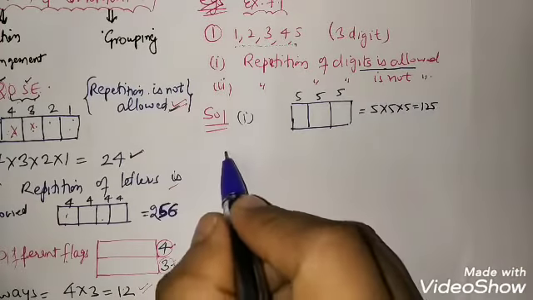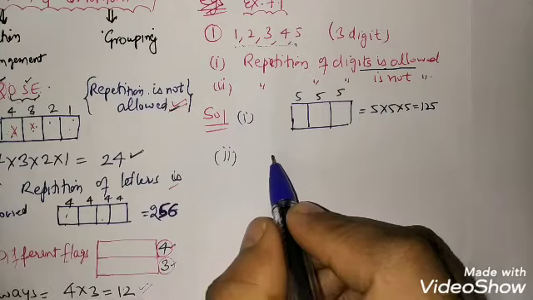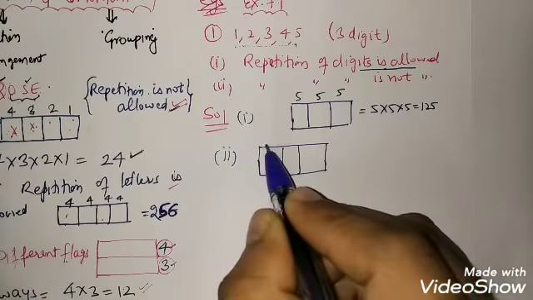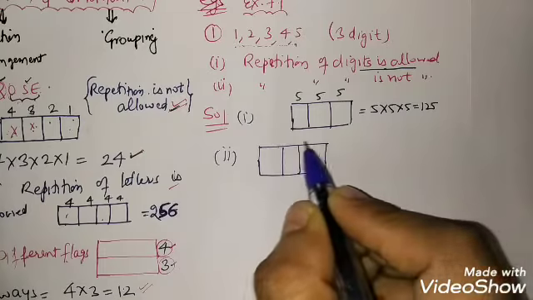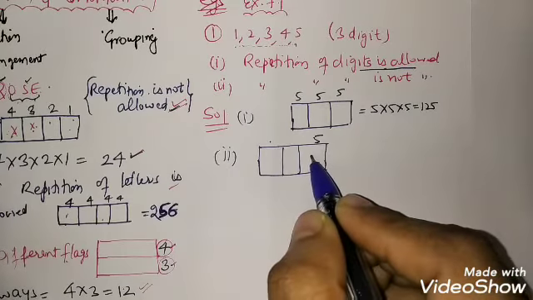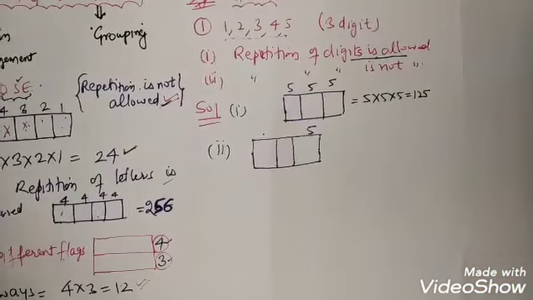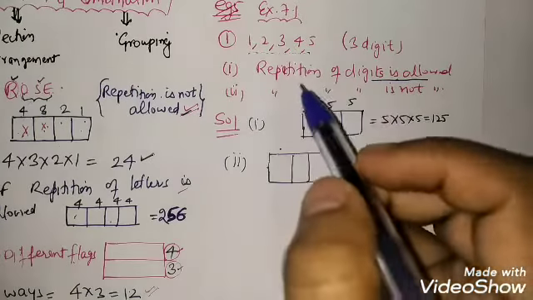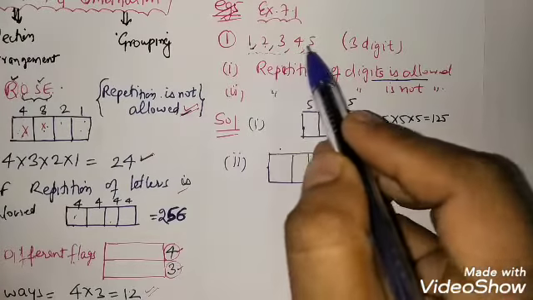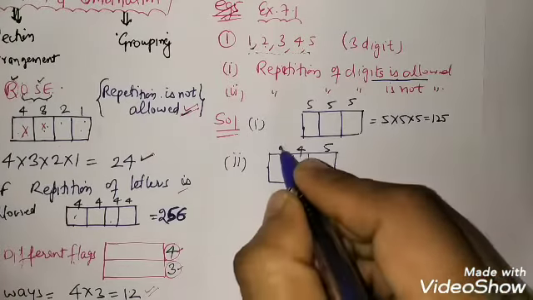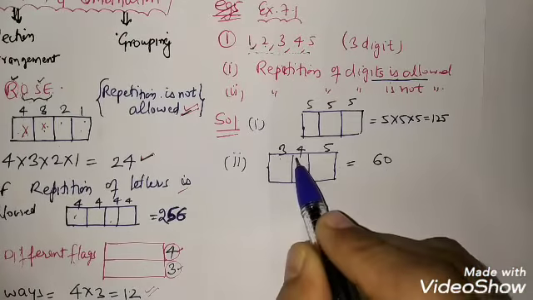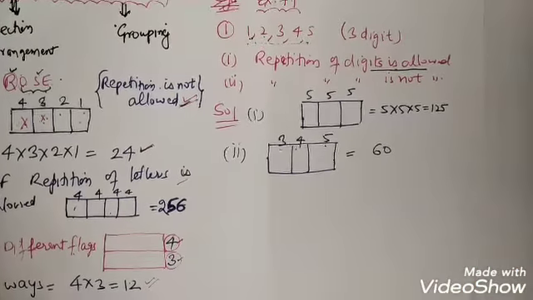Simple as that. For the second part, digits cannot repeat. So you can start from here as well as from here. It's your wish. This is 5. If I fill 1 over here, then I'm left with 4 different choices, that is 2, 3, 4, 5. If I fill 3 over here, then again I'm left with 4 choices: 1, 2, 4, 5. I can fill that particular place by 4, this by 3. So 3 into 4 into 5 is 60. This is the required answer.